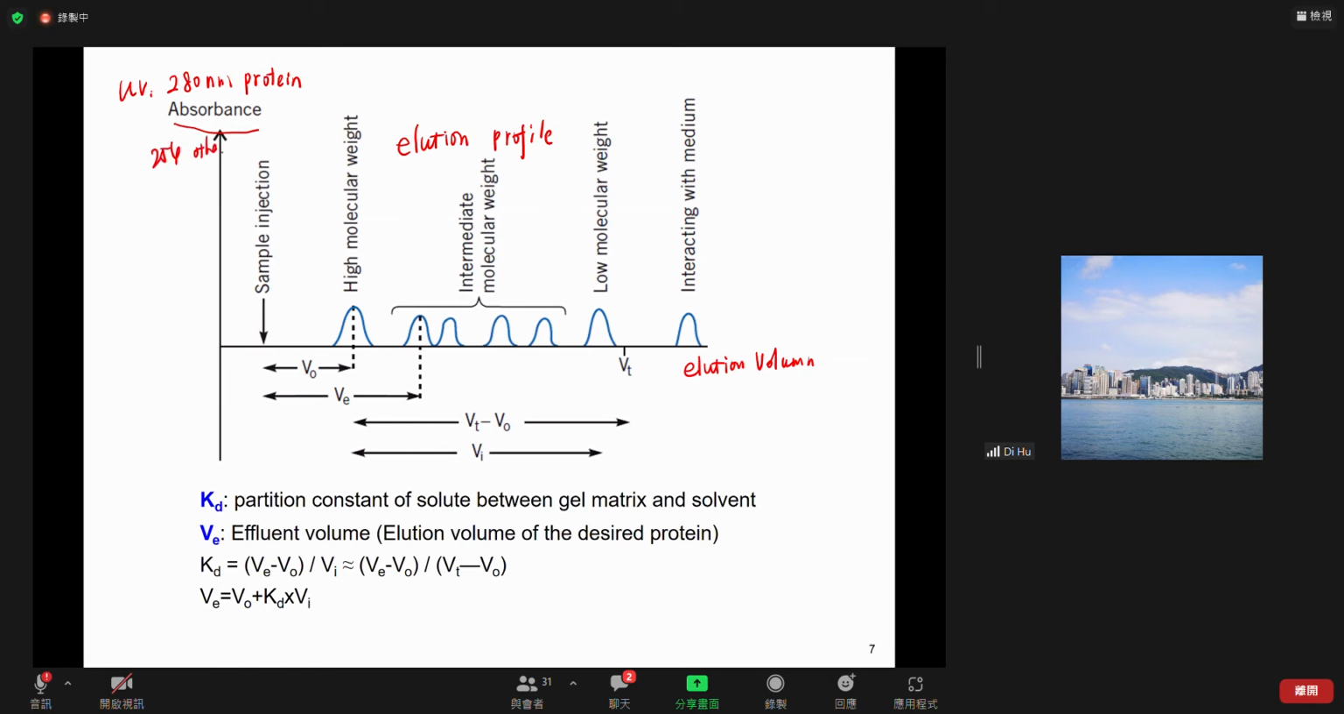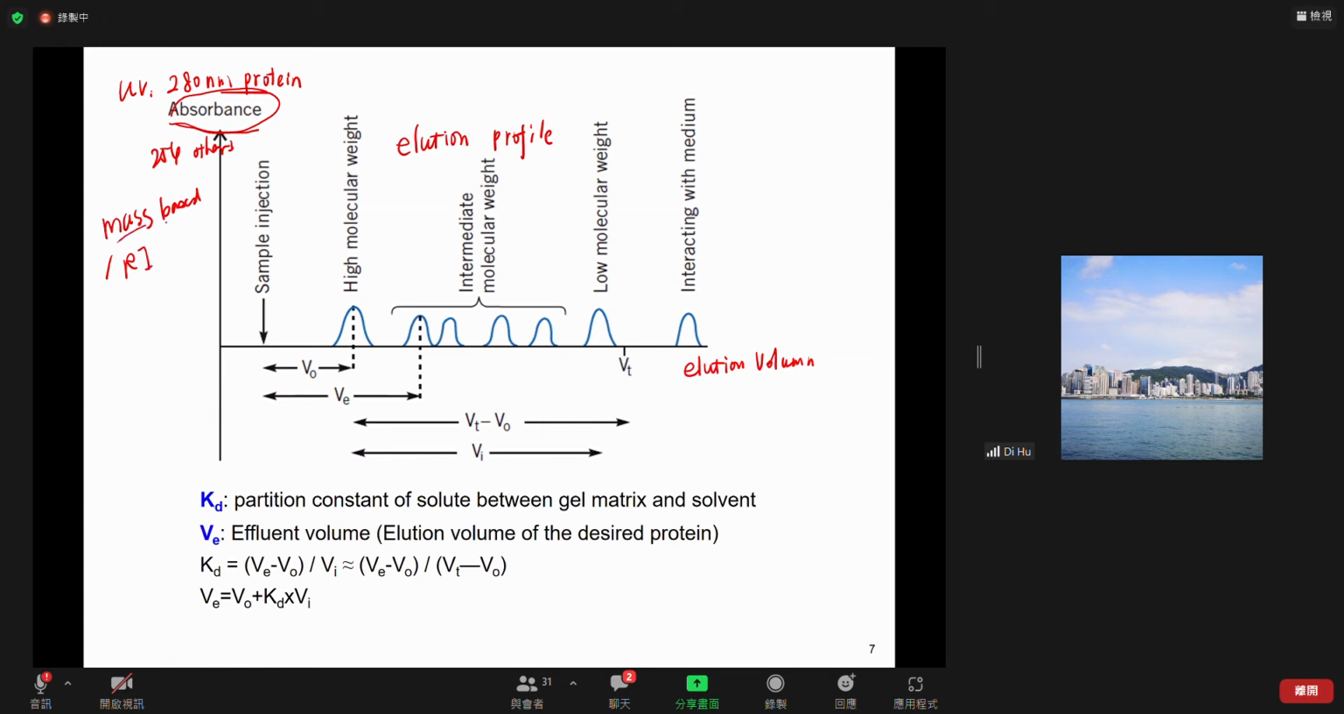However, many polymers do not have a UV chromophore. So the y-axis is not necessarily UV. It can be a mass-based response, or it can be refractive index.